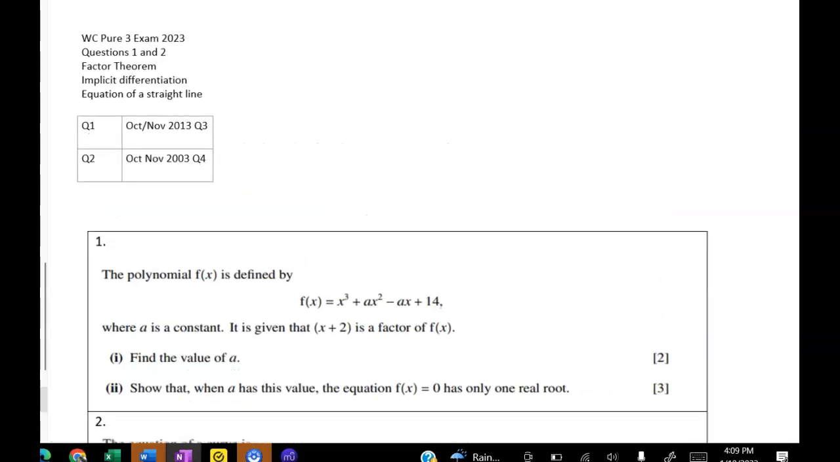Kia ora, I'm slowly working my way through the Pure 3 exam that I wrote. Here are questions 1 and 2. One of them is from back in 2013 and one is from way back in 2003, before you guys were all born.